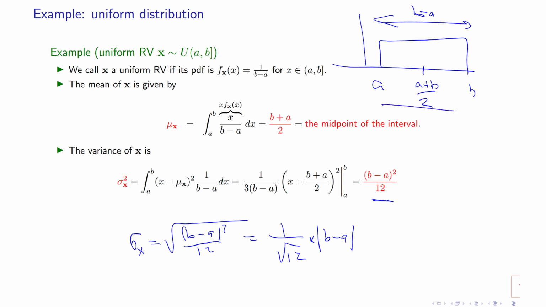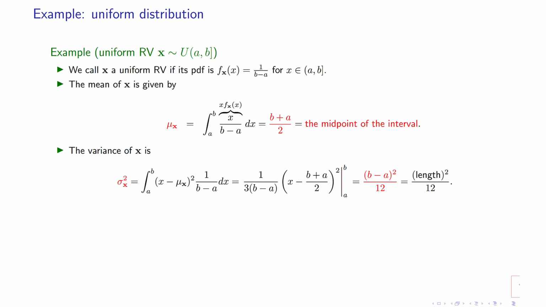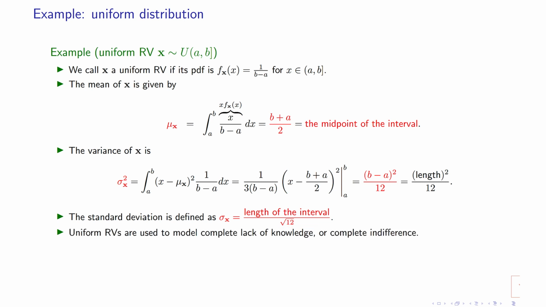So the length of this distribution times this constant gives you the standard deviation. This generally seems to be true for most distributions. So the standard deviation is defined as this for this uniformly distributed random variable.